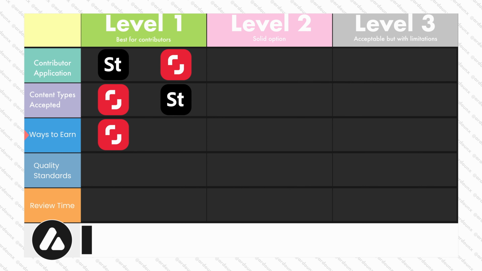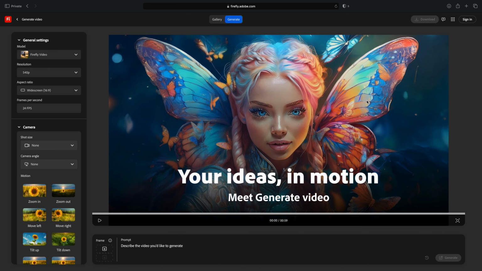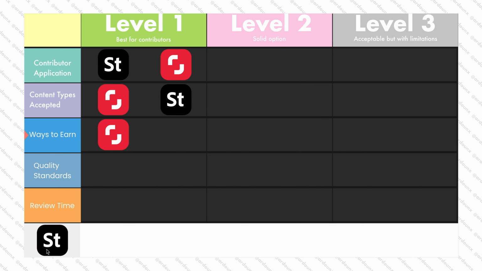This additional opportunity can boost your income, which is why I ranked Shutterstock as level 1 in this category. Adobe Stock, on the other hand, offers royalties from downloads, despite potentially higher rates per download. And they might use your content to train Adobe Firefly. However, without the extra licensing option, I rank Adobe Stock as level 2 for ways to earn. This ranking is solely based on the variety of earning methods each platform offers.